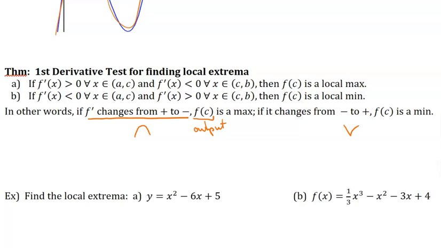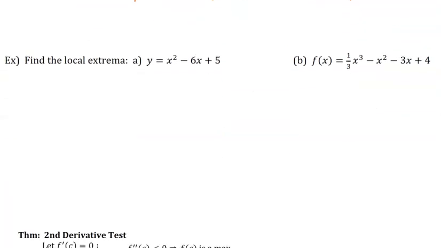Notice the way I drew this, f prime of this point does not exist. Doesn't matter. We can have a sharp turn. We just need to have a point there and a change in derivative from negative to positive. Okay, so let's do a couple examples here.